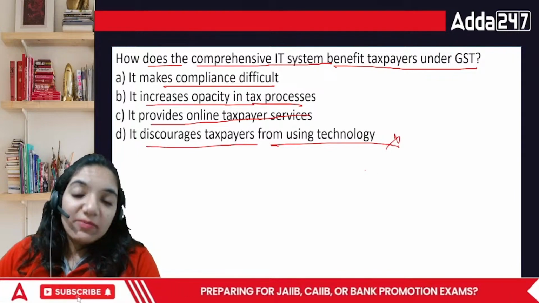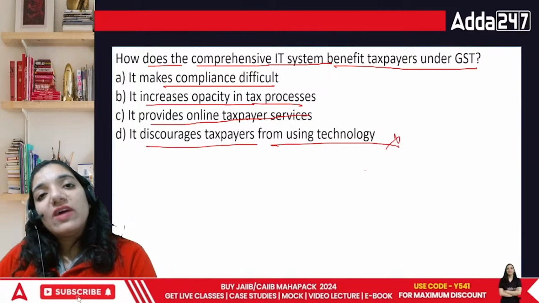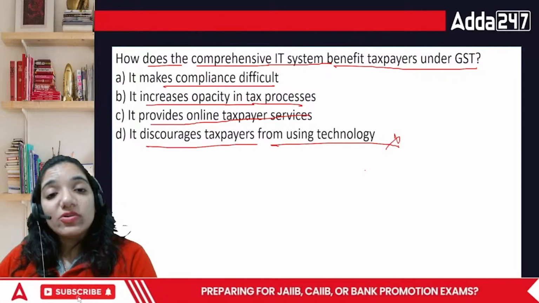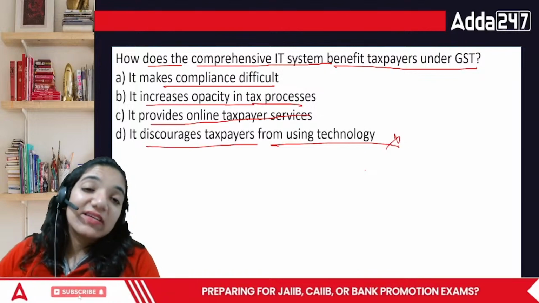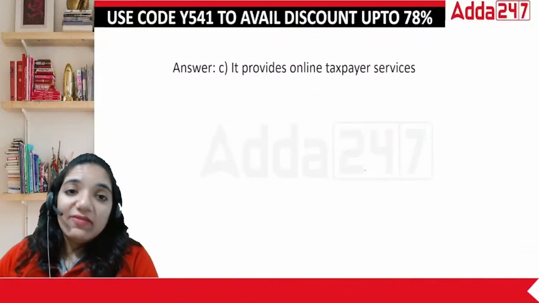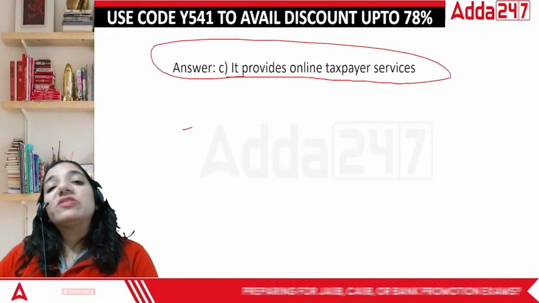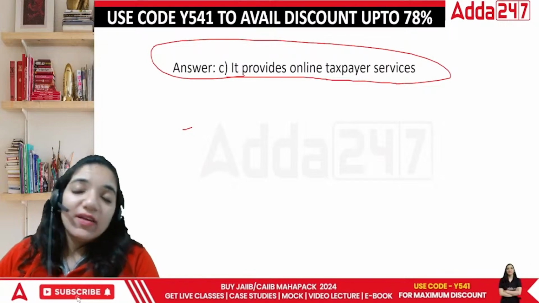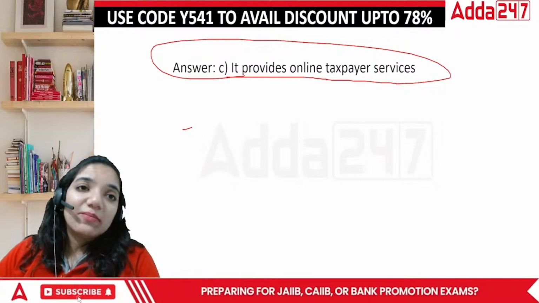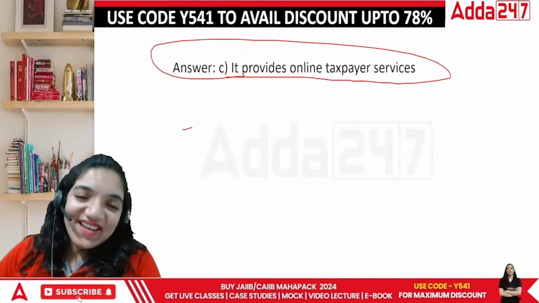Rather, because of the IT systems, I don't have to run to the GST department just to file my GST return. I don't have to deposit my tax by standing in long queues. I can get it done at my place. So technically, these IT systems have benefited us a lot. It provides online taxpayer services. These services are a boon and a bane as well. Boon because 90% of the work can be done from CA offices, CS offices, but bane because this is done round the clock. There's no life. So that's one particular practical reality.